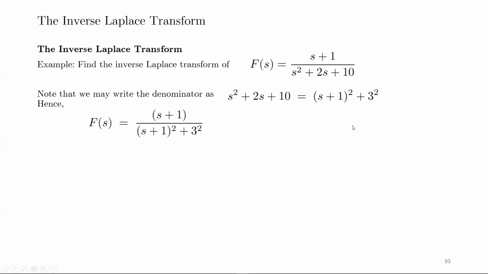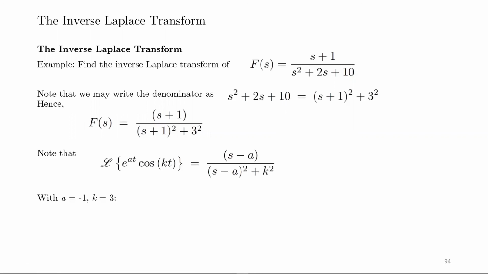Okay, this looks like something I've seen before, right? If this was just an s here, and this was just an s here, instead of s plus 1, this would look a lot like the Laplace transform of the cosine, right? But in fact, if I use the first translation theorem with a equal to minus 1 here, then I would get (s plus 1) over ((s plus 1) squared plus k squared). Well, k here is going to be equal to 3, right?